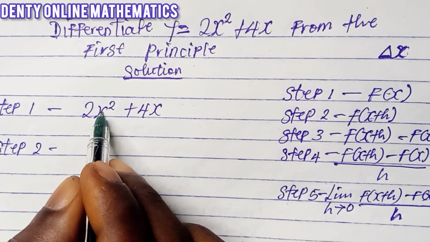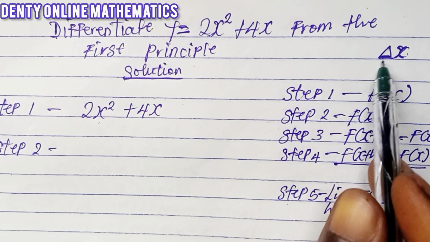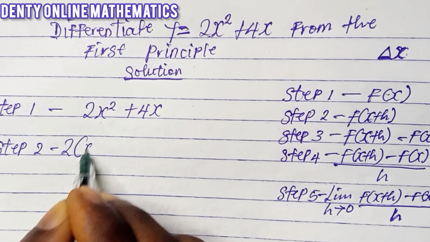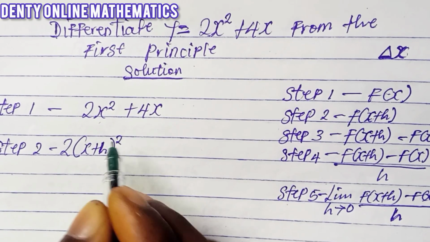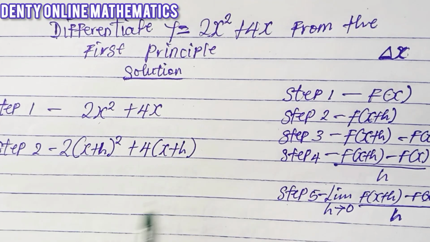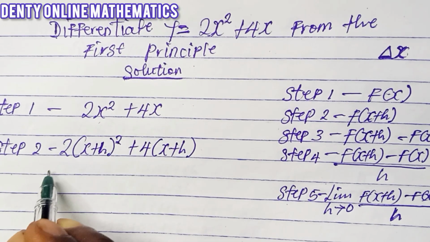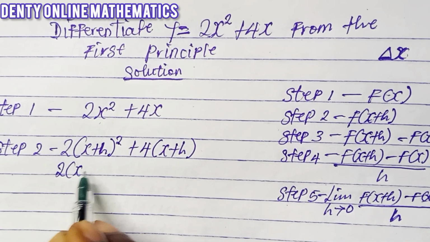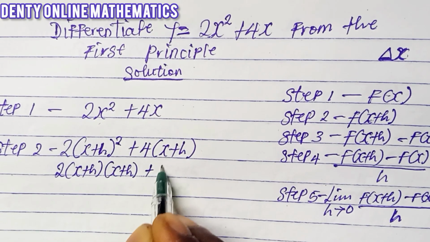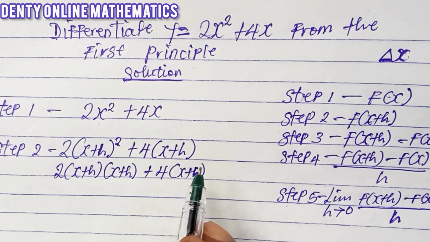So in place of x, you are going to replace it with x plus h. Just like I said earlier, h can also be represented by delta x or change in x. So you are going to have 2 into x plus h all squared plus 4 into x plus h. Now we are going to simplify this out. Remember, this power here is 2, so this can also be said 2 into x plus h multiplied by x plus h plus 4 into x plus h.